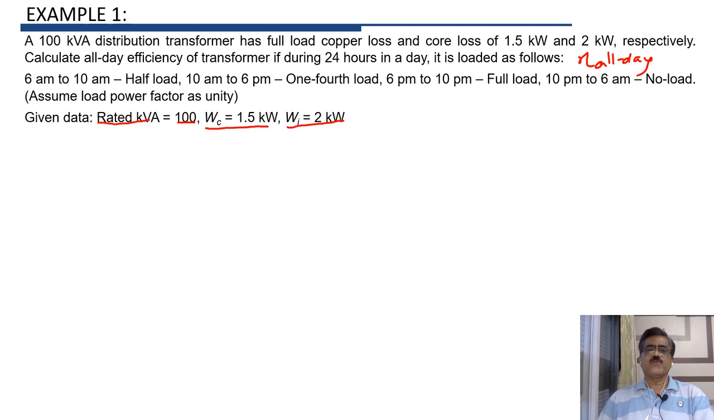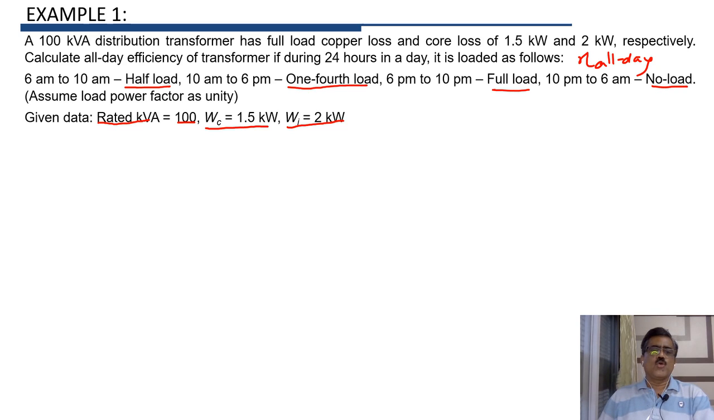If during 24 hours in a day the transformer is loaded as follows, here the load cycle of the transformer is given. First time slot, 6 am to 10 am, there is half load. Then 10 am to 6 pm, there is 1/4 load. 6 pm to 10 pm, full load, and 10 pm to 6 am, there is no load.